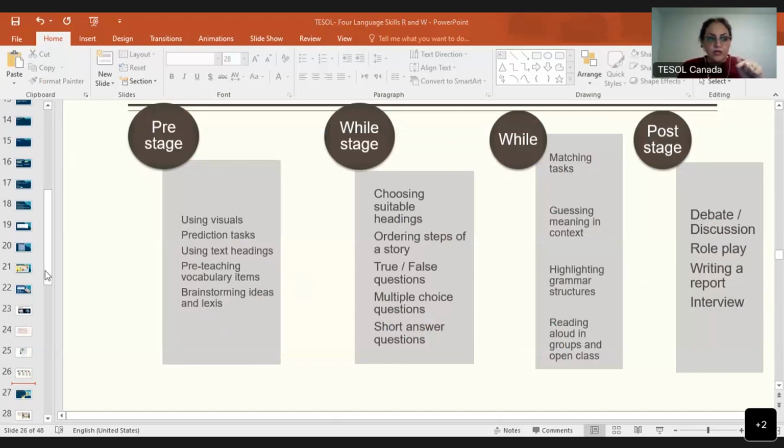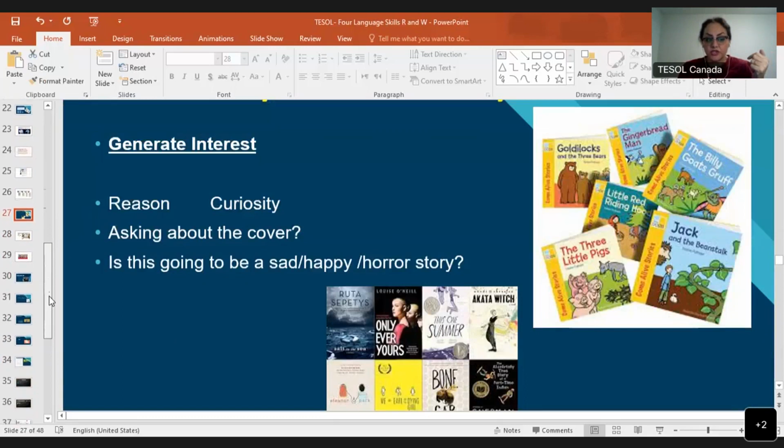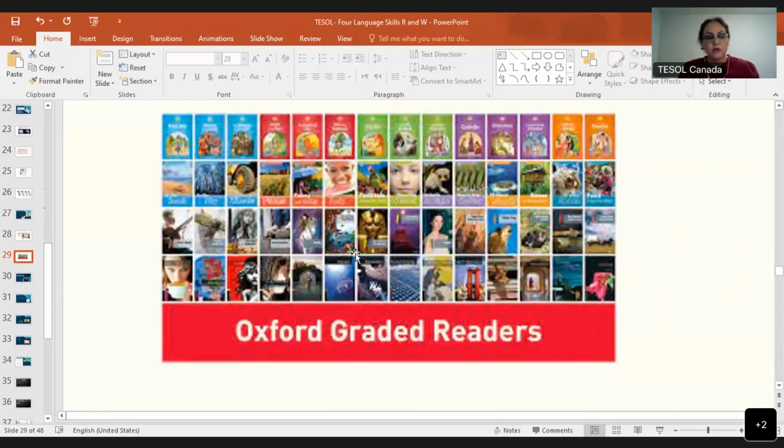But for extensive reading, like storybooks, which help them so much to become more fluent, here is an example of Oxford graded readers. These books are very short. These are storybooks for different levels. It's graded, so on the back cover, you see the grade of the book. So maybe it's A1, A2, B1, B2, or C1, C2.